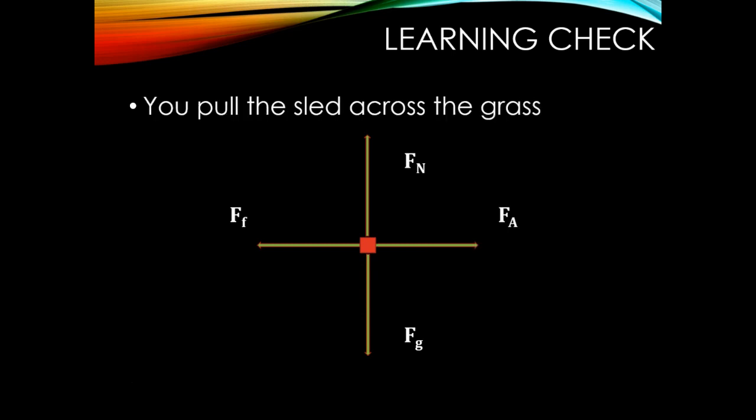So now you get off your sled and you start to pull it across the grass. Okay, now we have an applied force. So I am pulling on the sled. That's going to be the applied force pulling it to the right. We're still on grass, so we're going to have friction going to the left. We're still on earth, so gravity is going to point down. And we're still on a level surface, so our normal is going to point up.